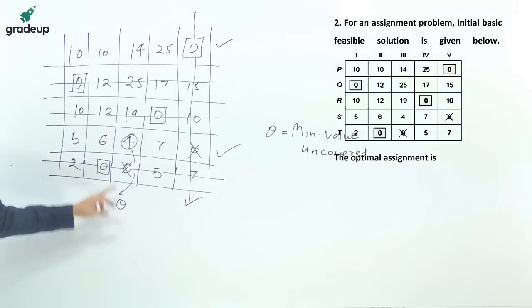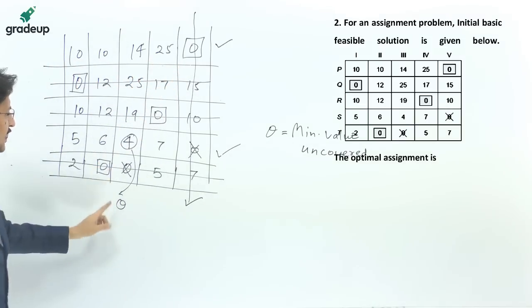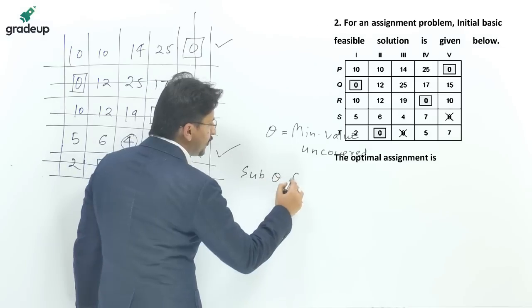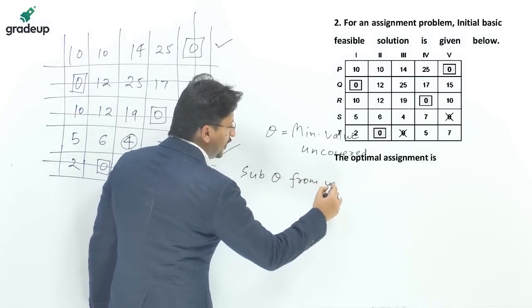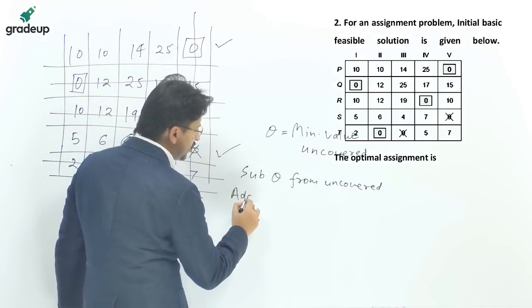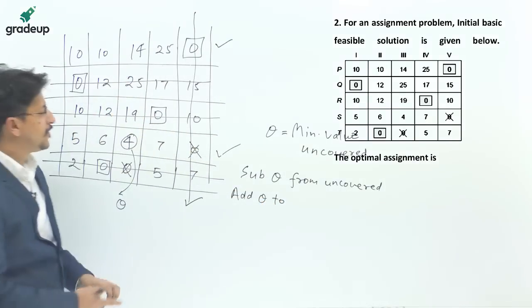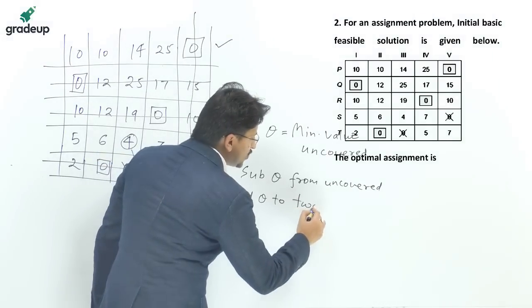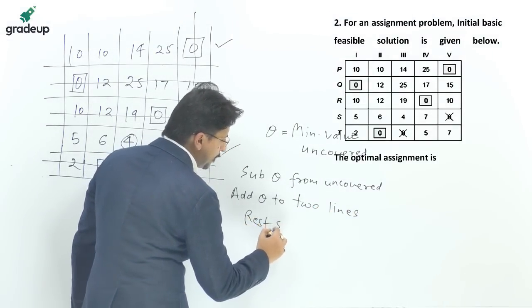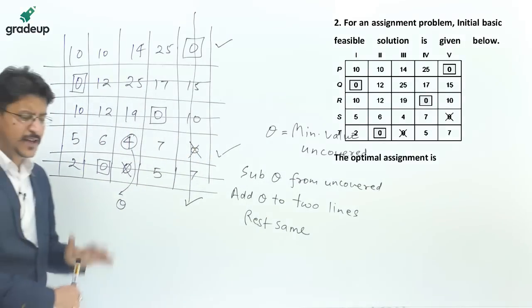Subtract this theta from the uncovered values, and add theta to those values which have 2 lines through them. The rest remains the same.